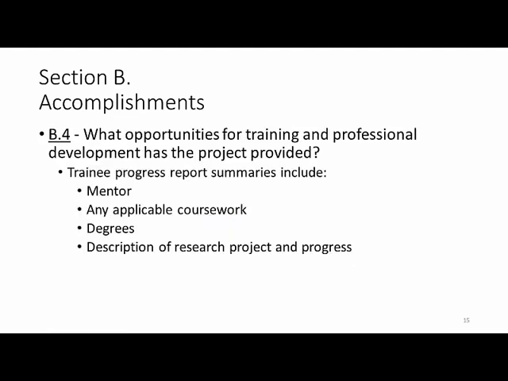B4, this is the big, I would say the bulk of your RPPR is right here. And so you have to do what they call trainee progress report summaries. And something that I put in your handouts is this form here. So I'll give you an example.